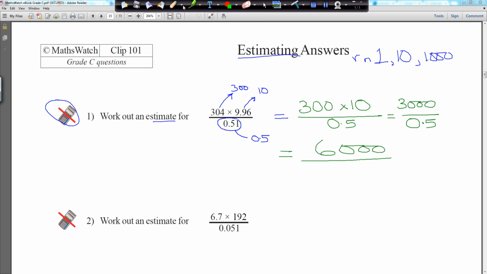Now let's look at the second one now. That's done. Work out an estimate for this, again, non-calculator. We can't use calculator. 6.7, we can round that off to the nearest whole number. That'll give you 7. 192, we can round that off to the nearest 100. That'll give us 200.